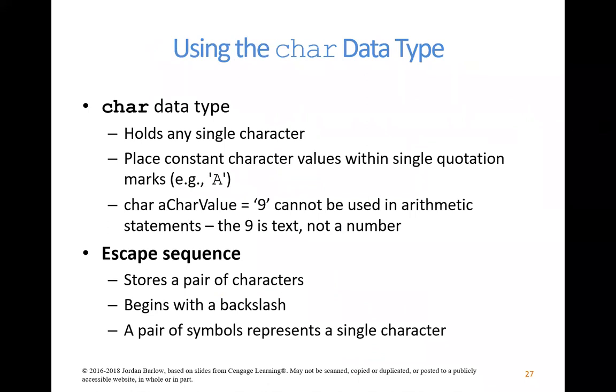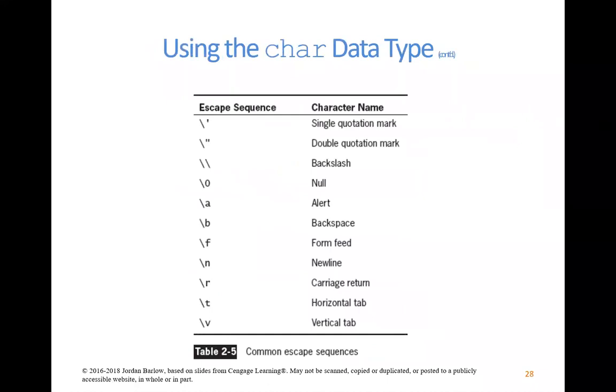Something else useful with the char data type is you can use what's called an escape sequence, which is like a special character that you don't have on your keyboard. You do that by putting a backslash followed by a single character. Table 2.5, the table that you see on the screen, gives you some examples of escape sequences. If you wanted to put a new line in the middle of a string, you could just do the backslash and then an n.